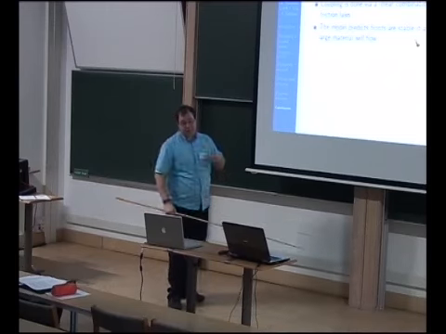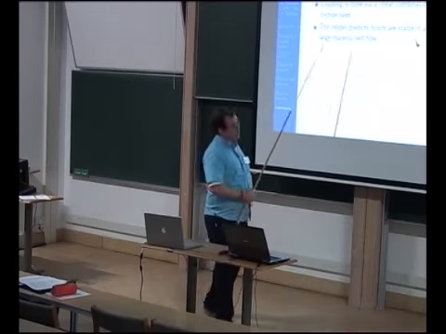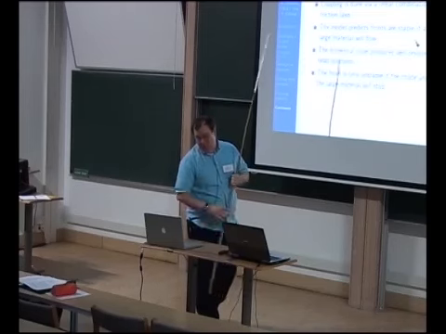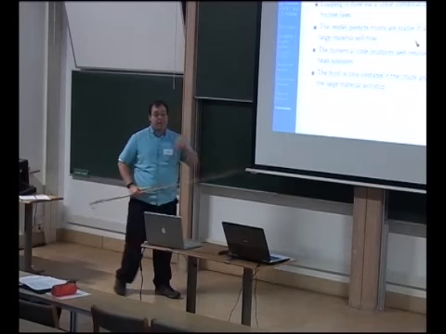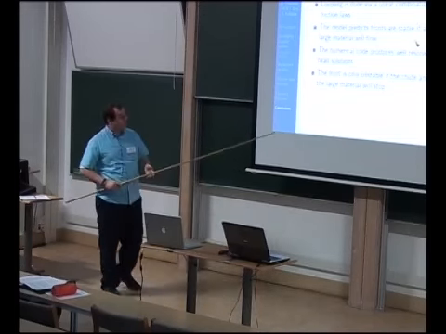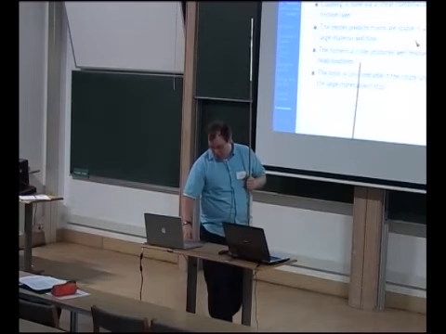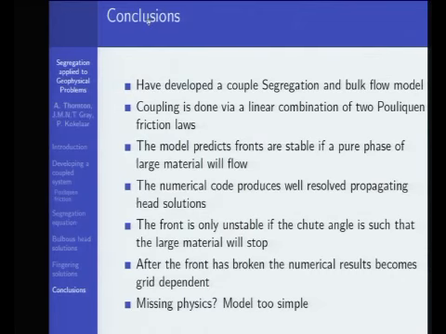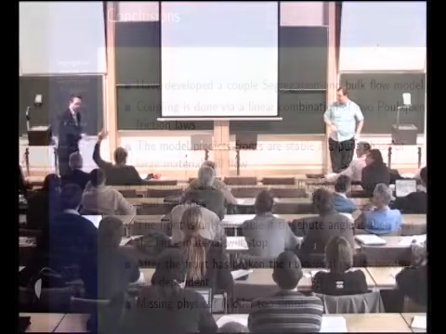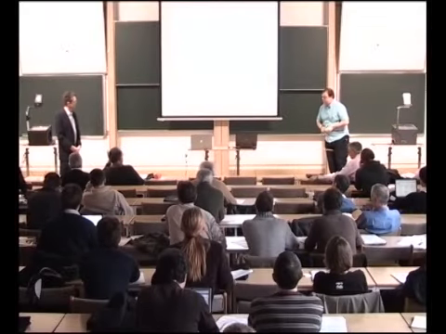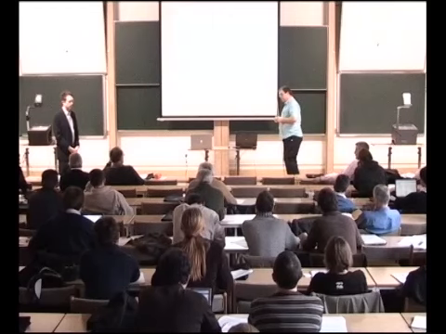So the conclusions are we have developed a coupled segregation and bulk flow model, and the coupling is done by a linear combination of two Pouliquen-style friction laws. The model predicts fronts are stable if it is a pure phase of large material flow. The numerics are well resolved for the propagating head solution and all appear fine, and the front is only unstable if the large materials stop. But after that, our numerics are completely grid dependent and we don't know what's going on. So we are still missing some piece of physics which will determine the wavelength of these fingers after the instability. Thank you.